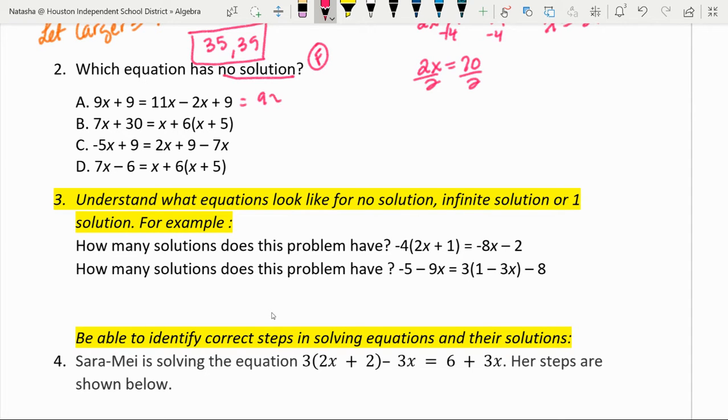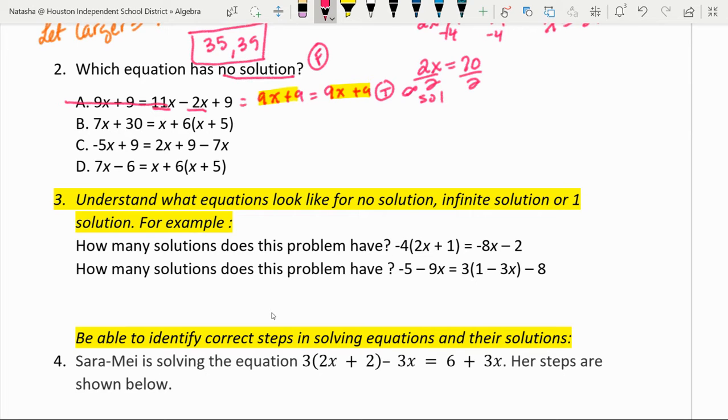Well, if I look at 9x plus 9, and then I combine these like terms there, 11x minus 2x, that's going to be equal to 9x. Continue the plus 9. These two equations are equivalent statements. That's true. They're the same equation. So that means we have infinite solutions. So this A is not our answer choice. I accidentally made a calculation error and put that it had no solution, which was wrong.